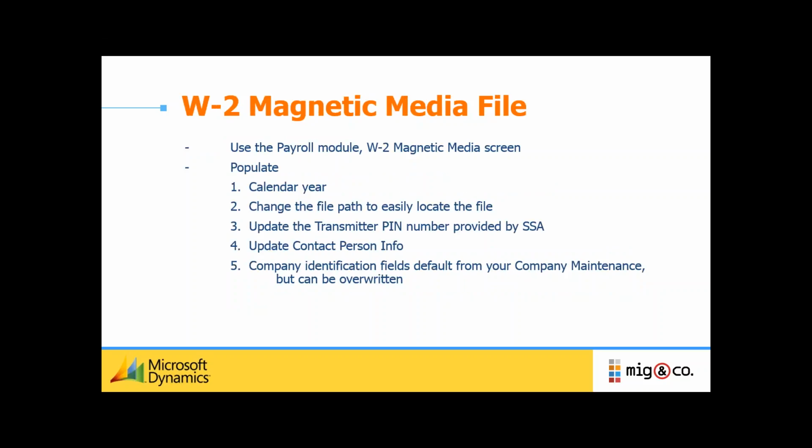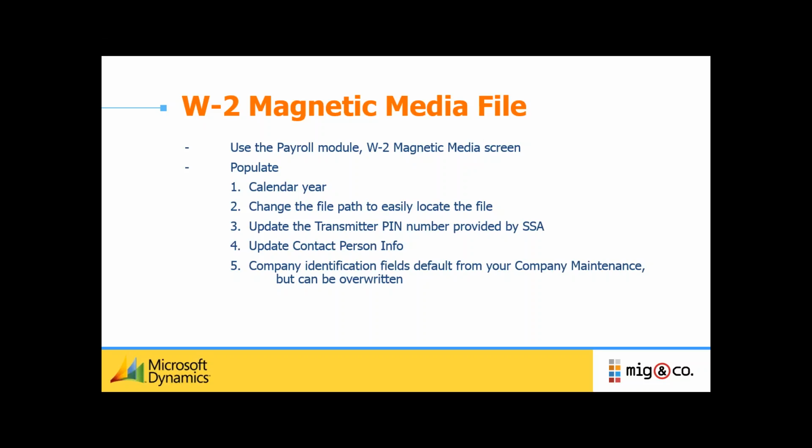Okay, just like we saw with the 1099s and accounts payable, you can produce a W-2 magnetic media file. In the payroll module, there is a W-2 magnetic media screen that you'll need to open up, populate the calendar year, and make sure that you change the file path so that you know where it's going to go.